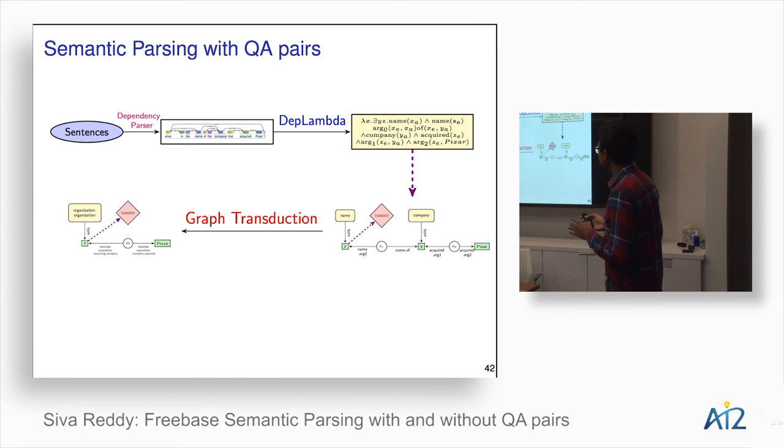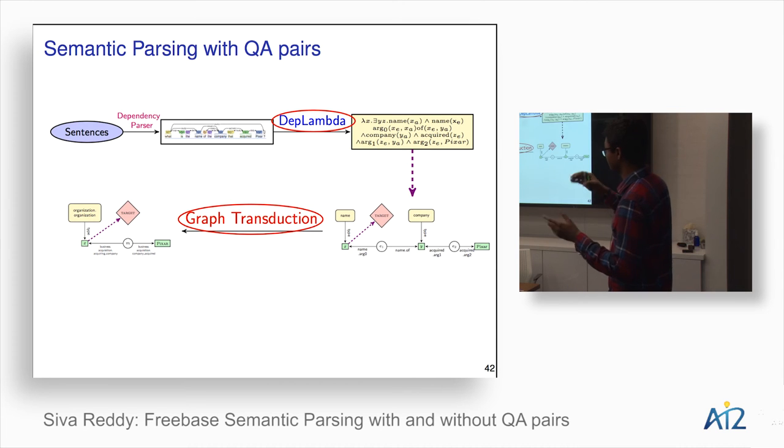Okay. So this is exactly like the previous approach, but there are a few things that are different. In the previous work, we took web corpus sentences and parsed them using CCG, whereas here we take questions that are given as input during training and parse them using a dependency parser instead of CCG. Then there is a way to convert dependency trees to logical forms. That is DepLambda, we'll talk about it. And the other difference is the graph mismatch problem, where earlier we treated it as a graph matching problem, whereas here we are treating it as a graph transduction problem.